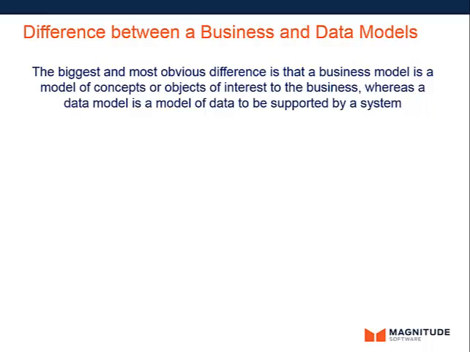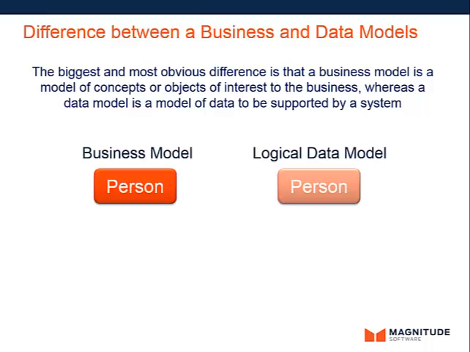Well, the first and most obvious difference between a conceptual model or a business model and a data model is that the business model represents concepts. Well, that's pretty obvious, isn't it? So let me just look at a model. We've got a concept of a person here, and in the business model, the person represents the real thing, you or me. Whereas in the logical data model, it represents a data record about you or me.